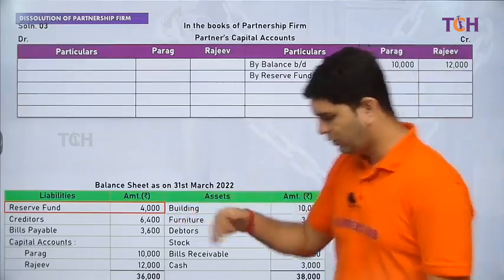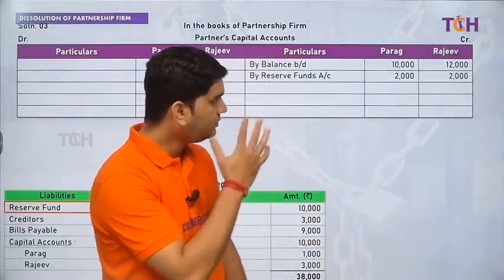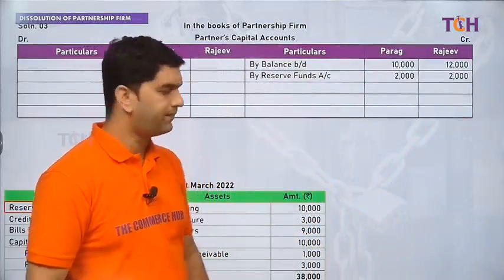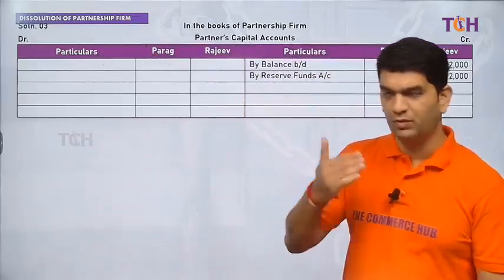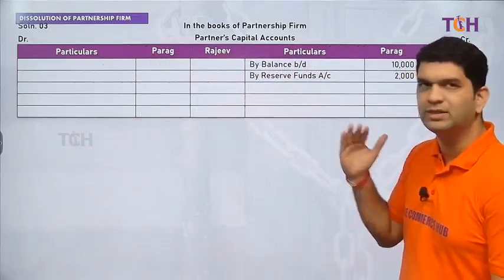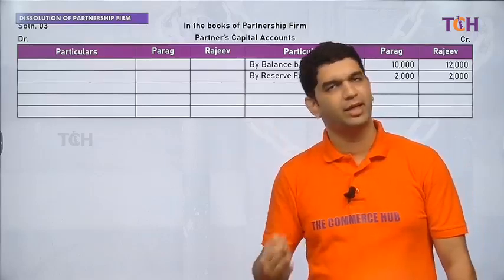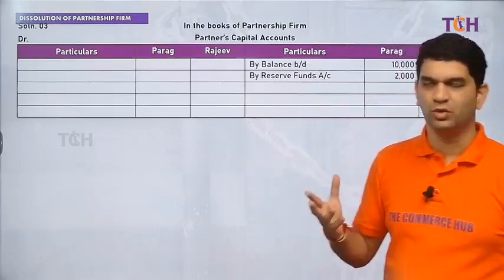So, by reserve fund 4,000 equal share. So, 2,000 each. This is where we have recorded it. Capital account, credit side. Now, let us go forward. We are following the steps we already know. So, just by following the steps correctly, writing amounts correctly, calculating amounts correctly, you should solve this question in 10 minutes or so. Okay. So here we go.